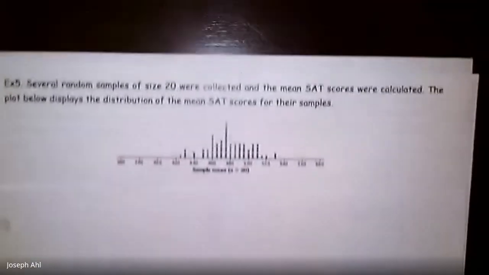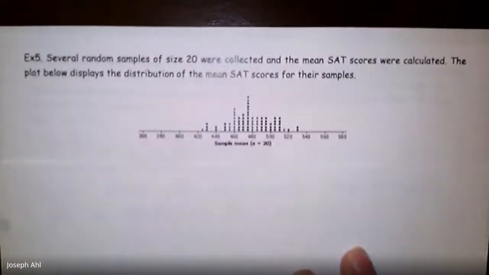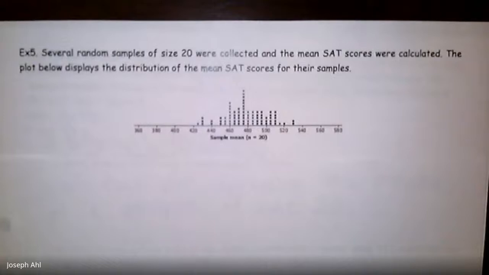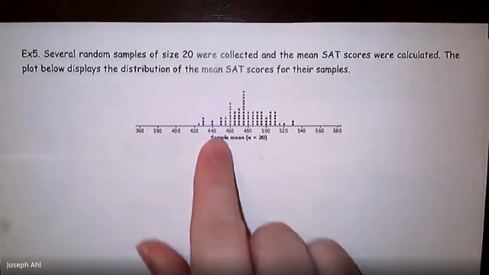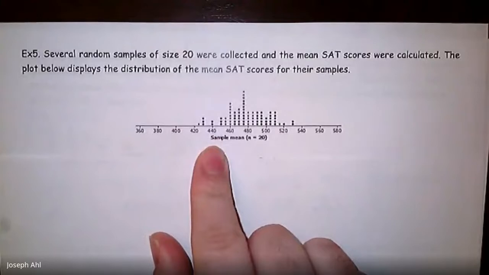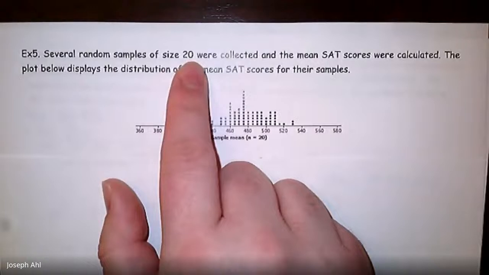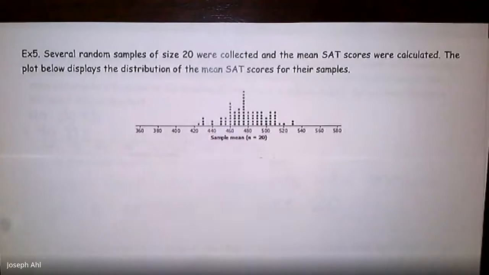It says example 5: several random samples of size 20 were collected and the mean SAT scores were calculated. The plot below displays the distribution of the mean SAT scores for their samples. Okay, so these are not sample proportions anymore. We're now looking at a whole bunch of different samples and the means within that sample size 20. That dot plot, you can see right below, actually says sample means.